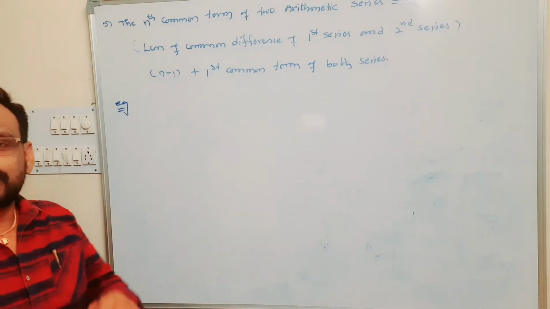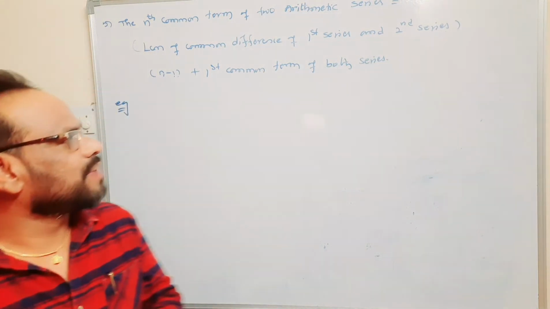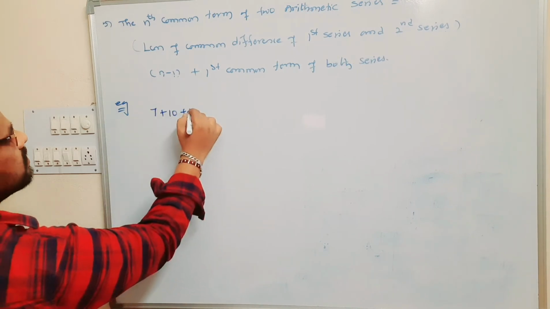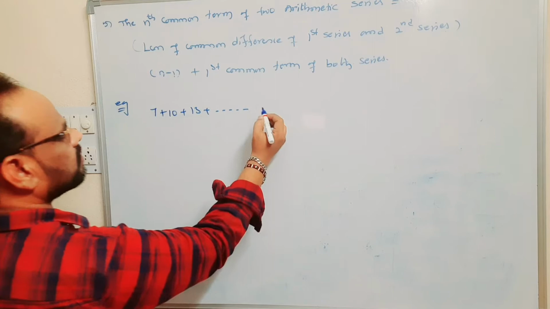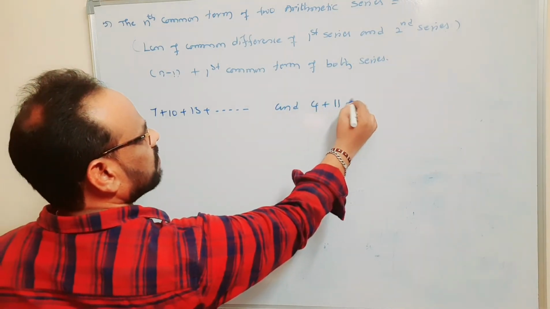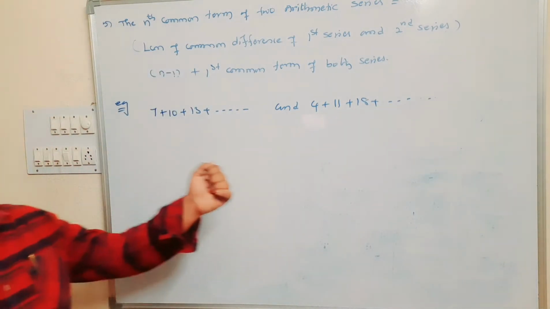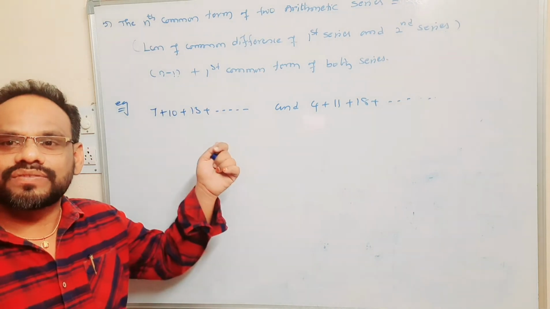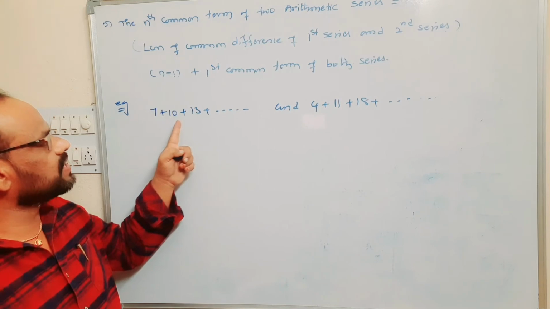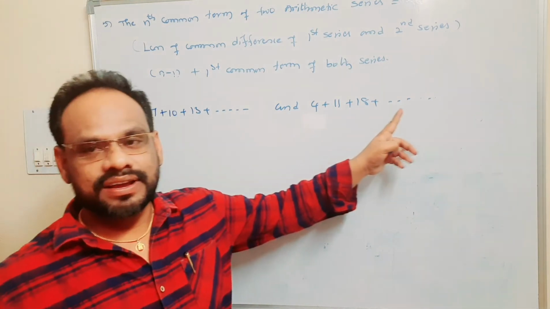Find the 12th common term of two arithmetic series, which are 7 plus 10 plus 13 and so on, and 4 plus 11 plus 18 and so on.